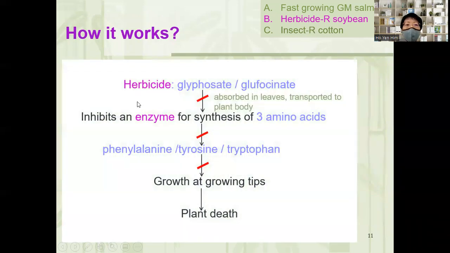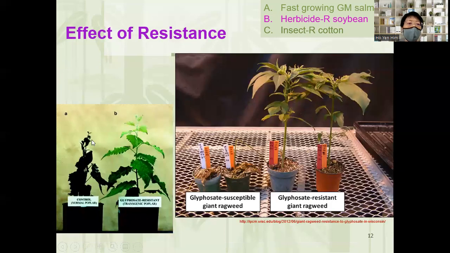Okay, so why? Because the herbicide glyphosate, when sprayed on a plant, is absorbed in the leaves, transported to the plant body. And in the cells, it inhibits the enzyme for synthesis of 3 amino acids, phenylalanine, tyrosine, and tryptophan. So that will prevent growth at the growing tips. Because when a plant grows, it is the shoot tip, root tip, branch tips that grow. So the cells there cannot synthesize amino acids, cannot grow. So the plant will die. So see, weeds die, the herbicide-resistant one grows. Weeds die, herbicide-resistant plant grows. Okay.